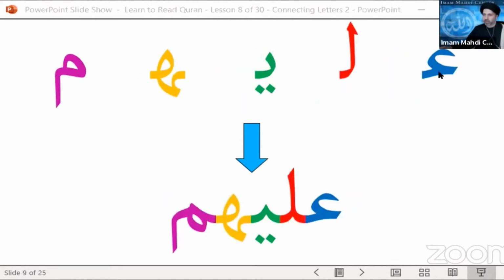So now we're going to see how they connect. This ayn gets written here. The lam gets connected to the extension of the ayn. The ya gets connected to the lam. And then we bring the middle form of the ha, and then the full form of the meme.